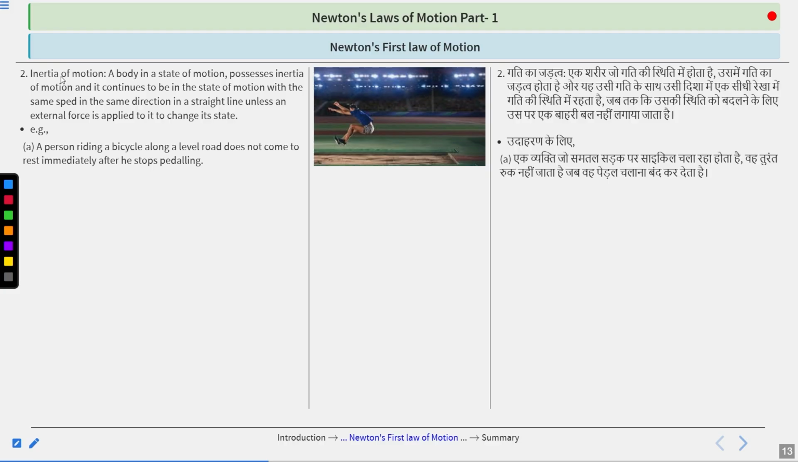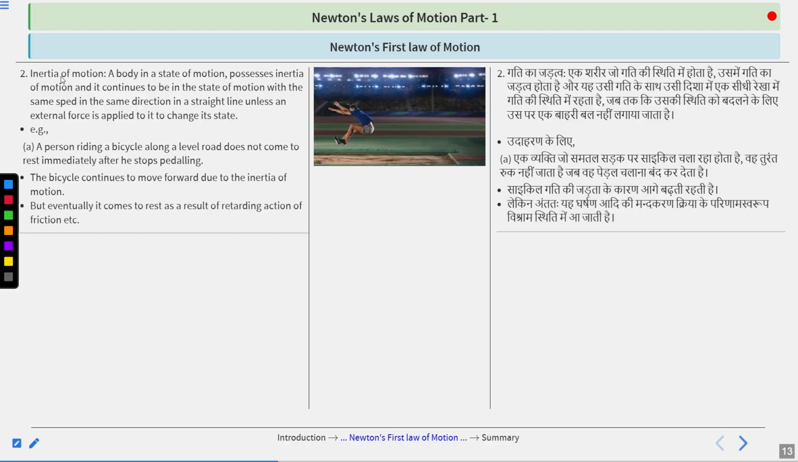So when you stop pedaling, no external force is applied on it. We are not considering the friction here. We are just saying, for example, no external force is applied on it. Then what will happen? The cycle will still continue in motion. The bicycle continues to move forward due to the inertia of motion because the bicycle is not changing its initial state. But eventually it comes to a rest as a result of the retarding action of friction.